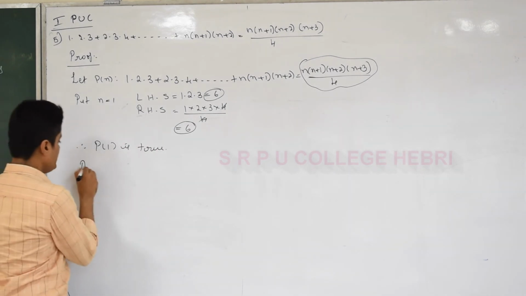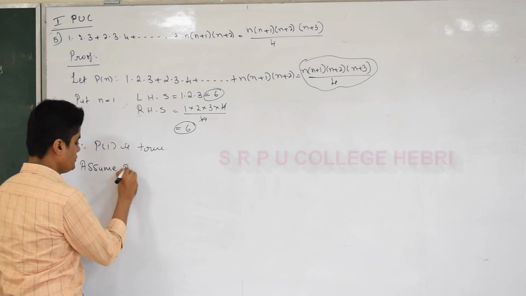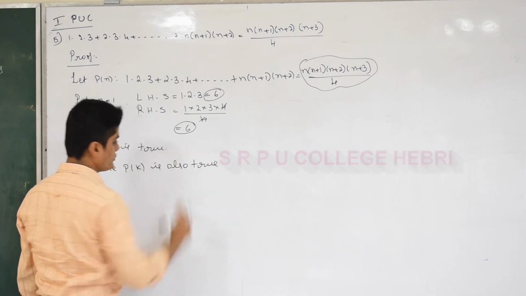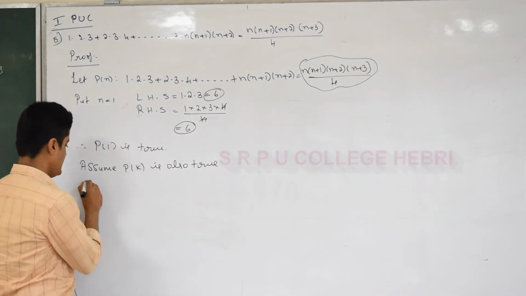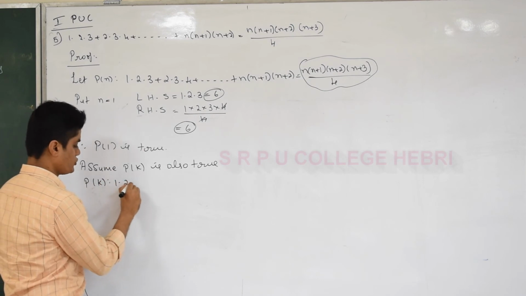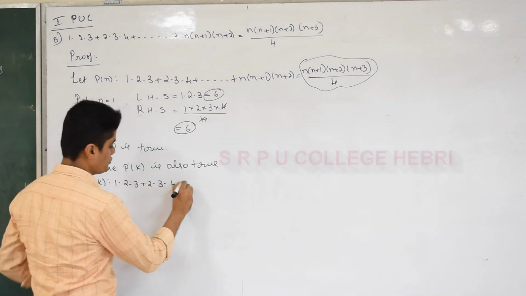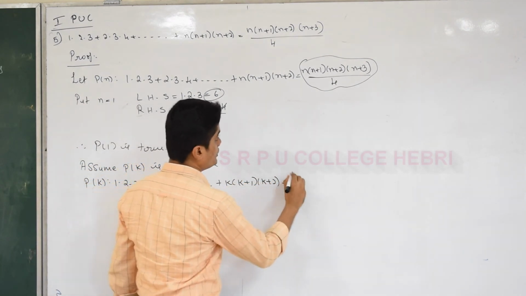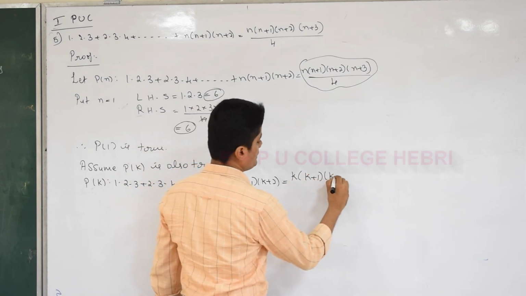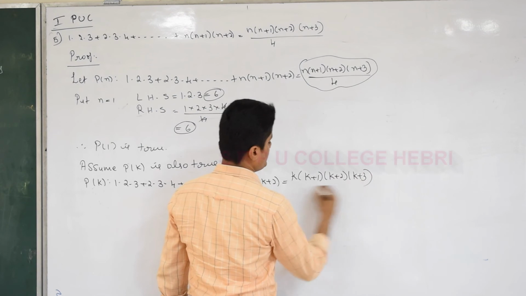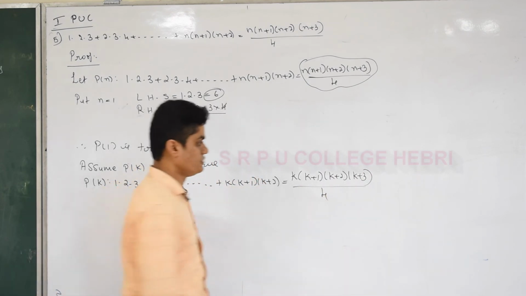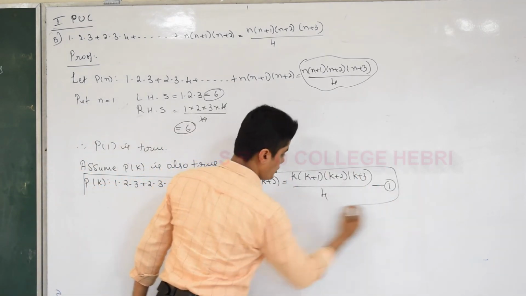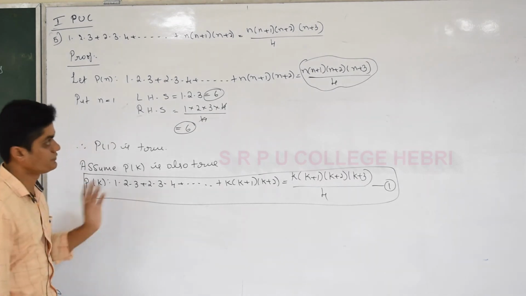Very good. Now assume that P of K is also true. Okay, using this verification you can assume that it is true for K. Yes, what is P of K? 1 into 2 into 3, 2 into 3 into 4, so on up to K into K plus 1 into K plus 2 equal to K into K plus 1, K plus 2, K plus 3 whole divided by 4. And you name this as equation 1. Okay, remember you have to use this. This is our tool to get the proof of this particular problem.